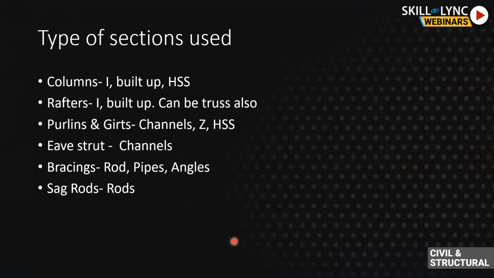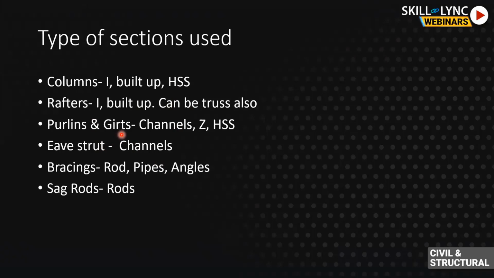Now the type of sections commonly used. For columns, it can be I sections or any built-up laced or batten columns or hollow steel sections. Rafters also again I sections or built-up. It can be truss as well. But in this webinar, we are not discussing truss. Then purlins and girts can be cold-formed sections. So cold-formed sections are lightweight members.